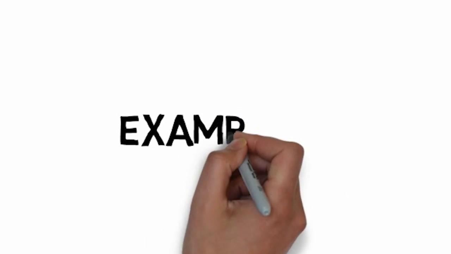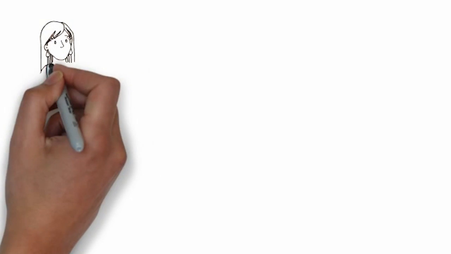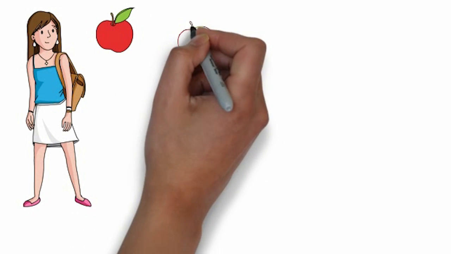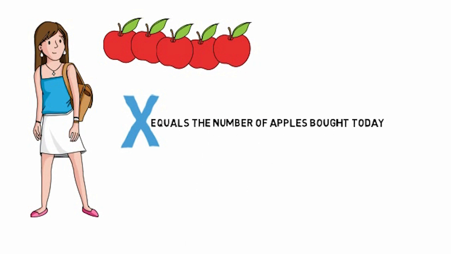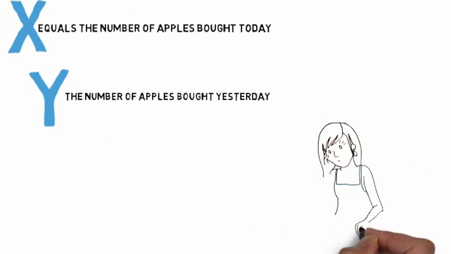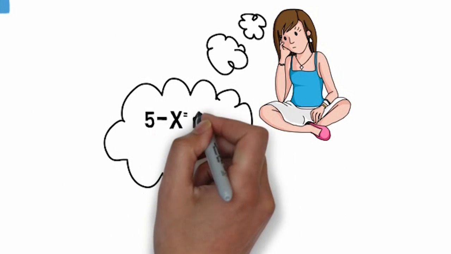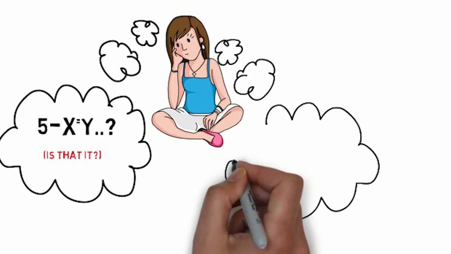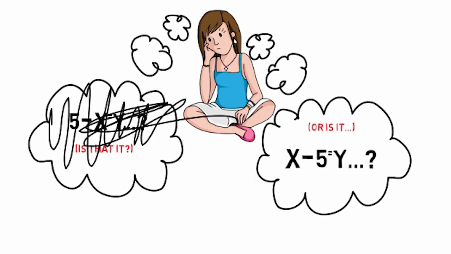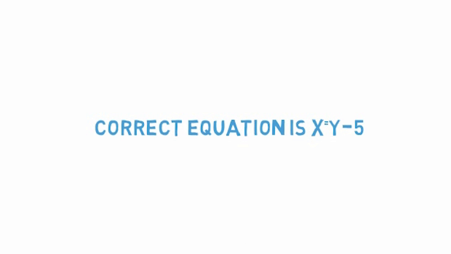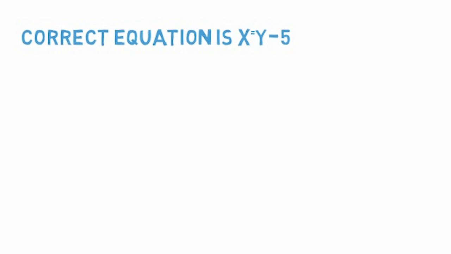Here's another one. Example C. Amy bought 5 apples less today than she did yesterday. If we represent the number of apples bought today by X and the number of apples bought yesterday by Y, will it be 5 minus X equals Y or X minus 5 equals Y? Both are incorrect. The correct equation is X equals Y minus 5.